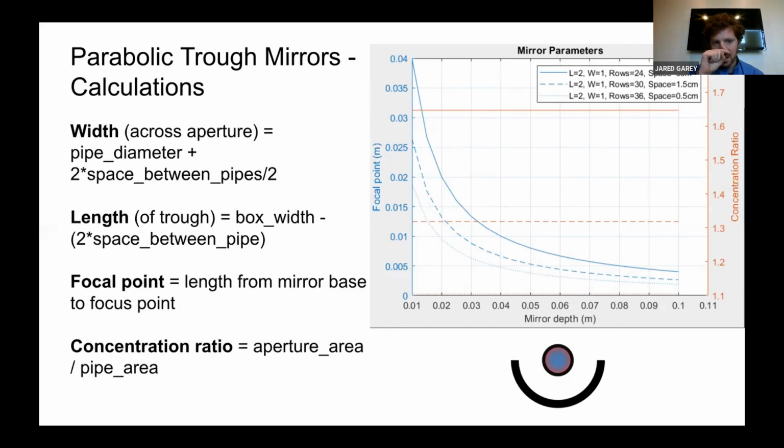Do you want to go to the next slide? Thanks. These are my calculations.